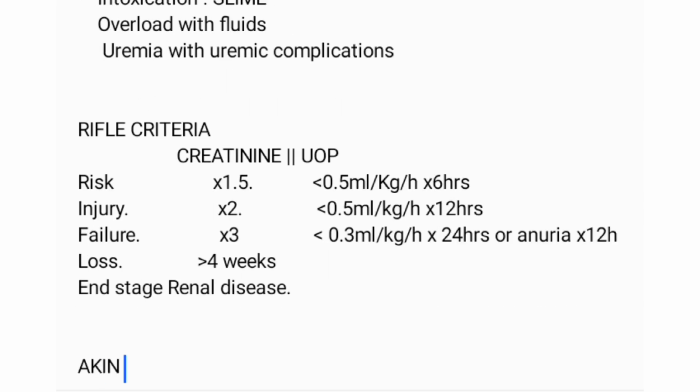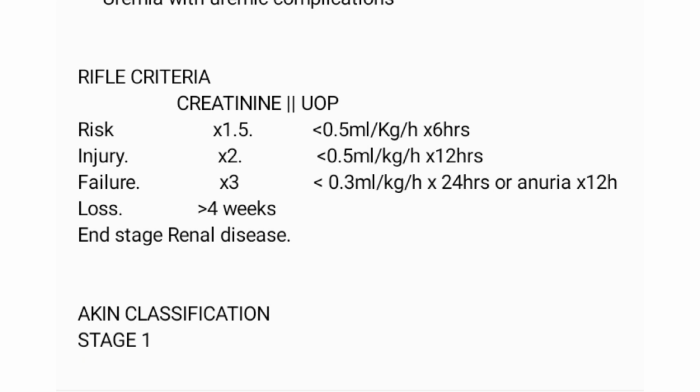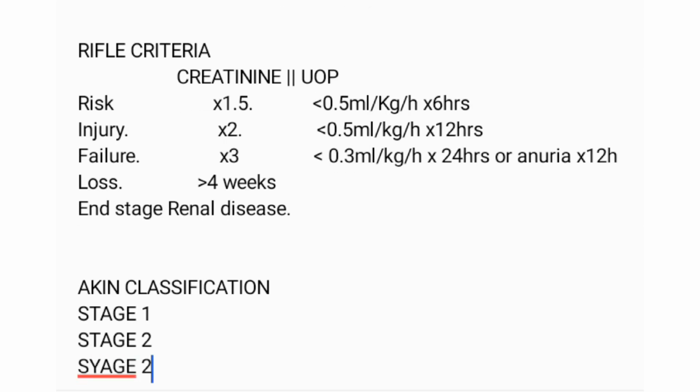Then you also have another criterion which is known as the AKIN classification. The good part on the AKIN classification is that it has stage 1, stage 2, and stage 3. These stages correspond to the RIFLE, but only to the R, I and F. Stage 1 corresponds to risk, stage 2 corresponds to injury, then stage 3 corresponds to failure. That's the AKIN classification. There is no loss, there is no end stage. They've just removed the L and E, but the RIF is the same criterion which we use.